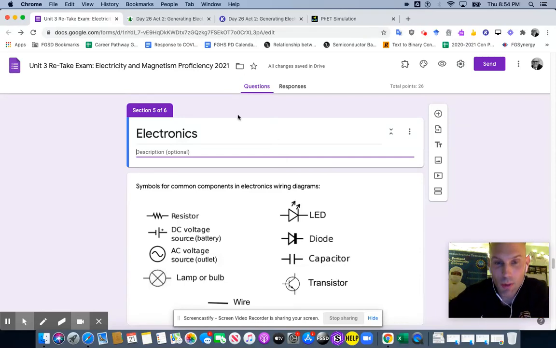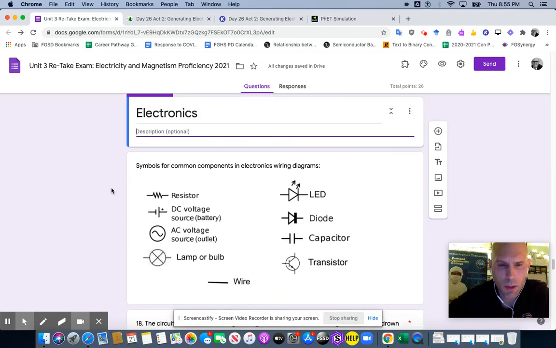So, two sections here in this last video. Electronics, and the second section is magnets, magnetism.